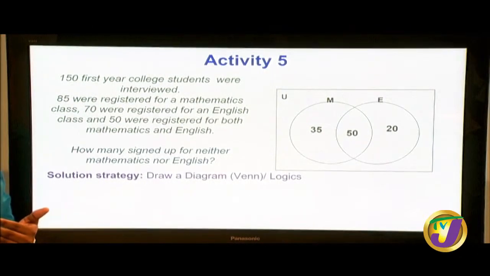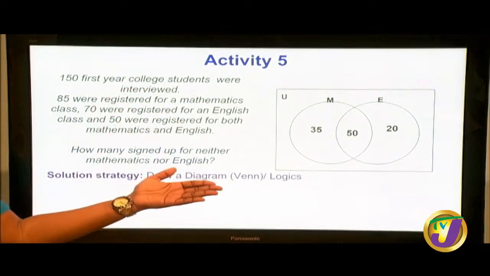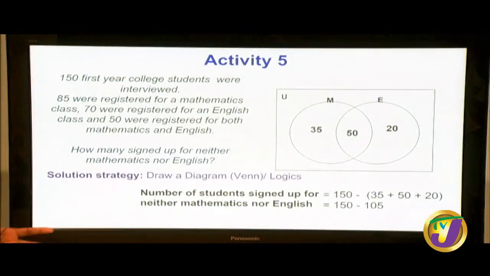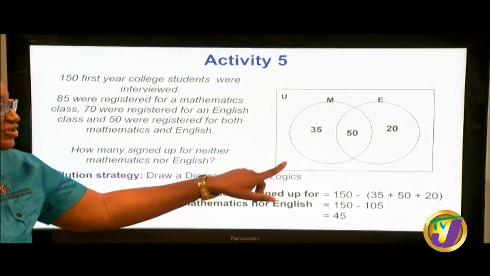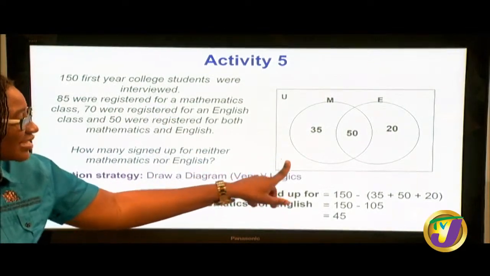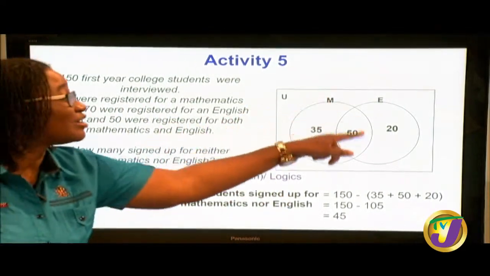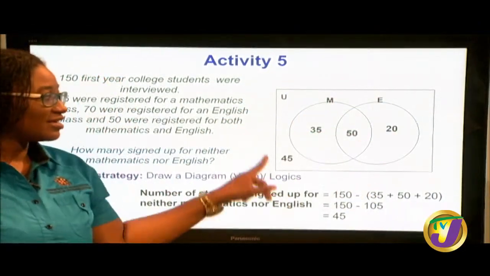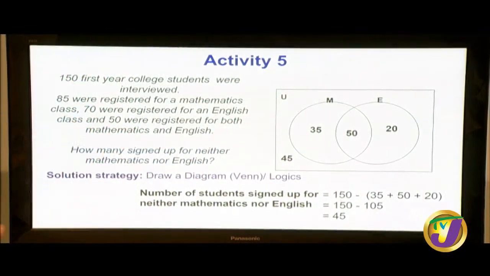Where do you get that 45? Because it's 150 students, and I have 105 students in the Venn diagram already. So I need to take that 105 out of that 150, and the remaining students, that 45, must be those who registered for neither math nor English. So they would be right here, in our Venn diagram, outside of the math set, outside of the English set, but within the universal set, because they are in the total.